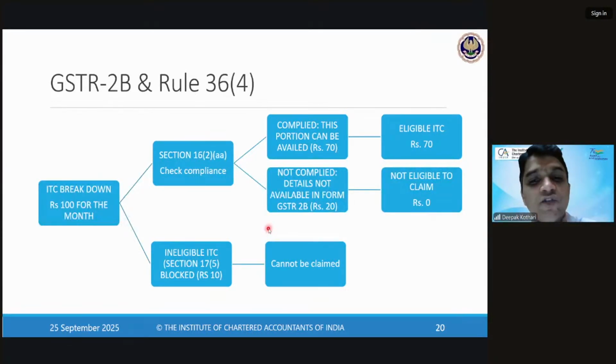So how frequently do we need to check the payment status of the vendor? I'll come to that. There's a provision which says that within what period we have to make the payment.